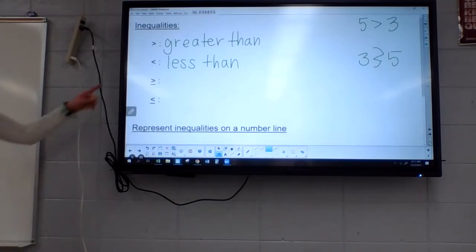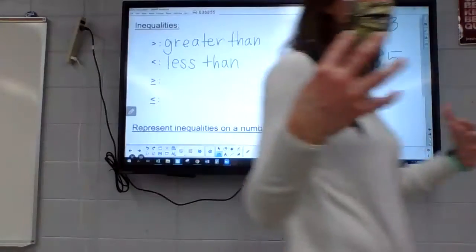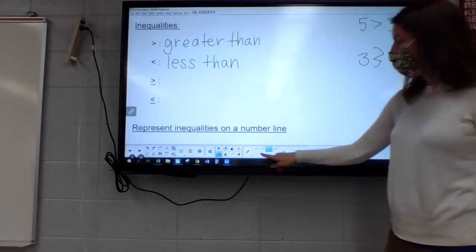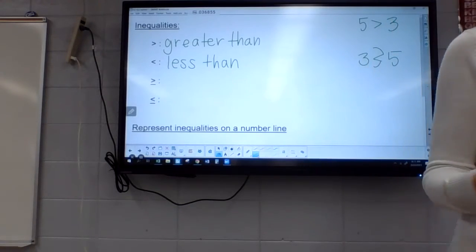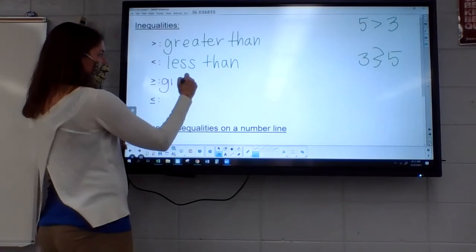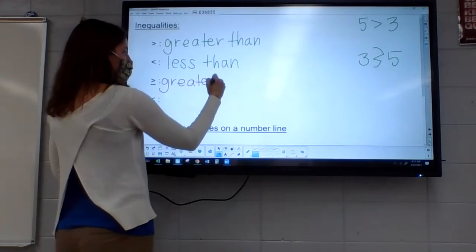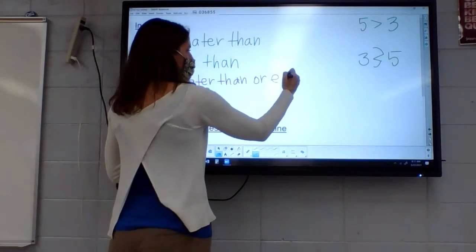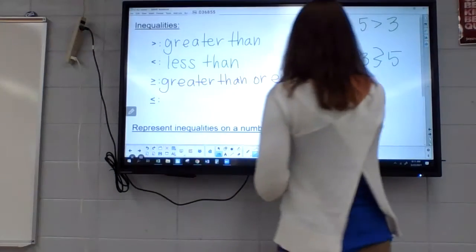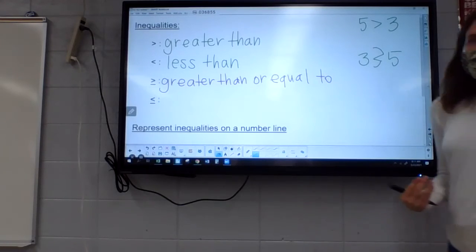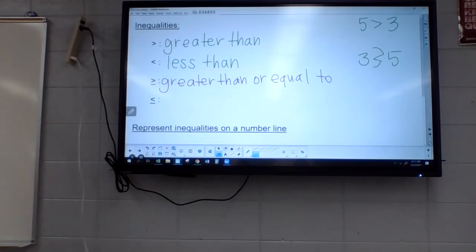All right. Now, what do these look like, or what's going on here? Do you know what those mean? What are they adding on to that? Yes, they're adding on equal to, which is kind of a weird thing. So this one's going to be greater than or equal to. Now, this is a hard concept to get until you start thinking about a real life scenario.